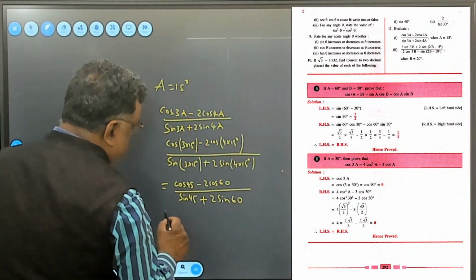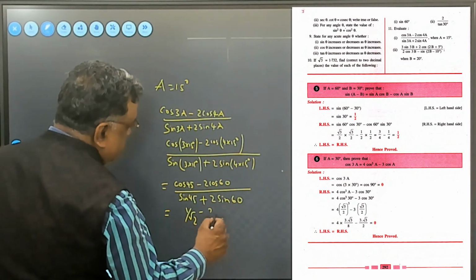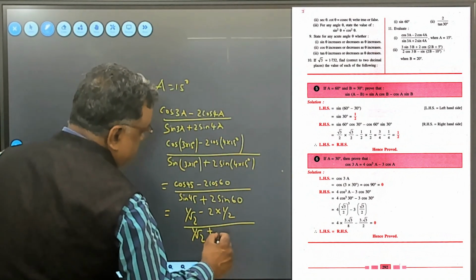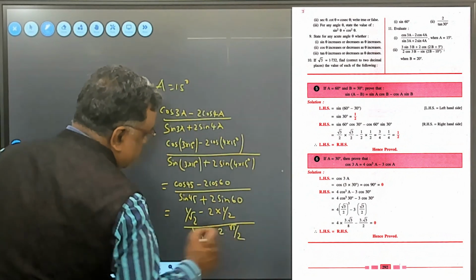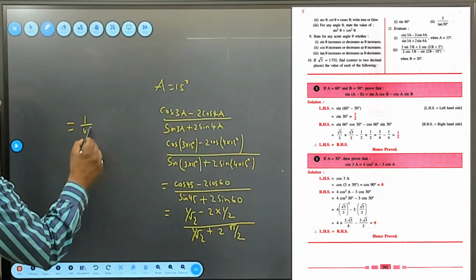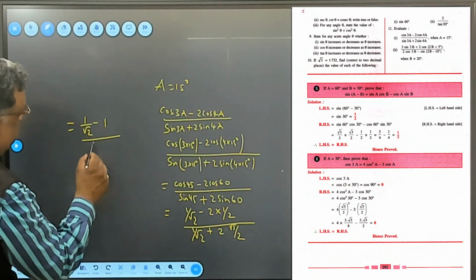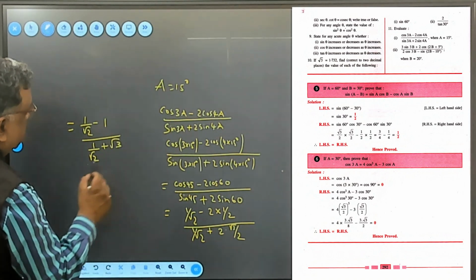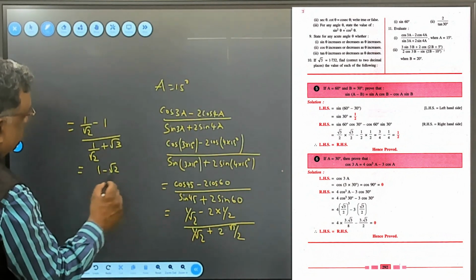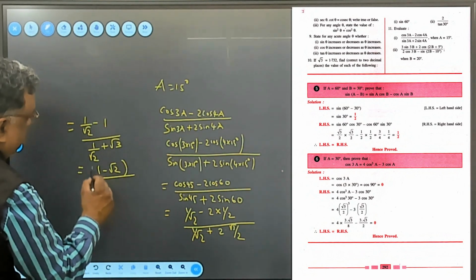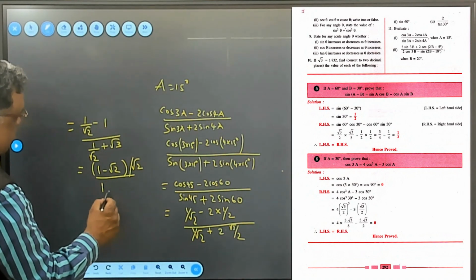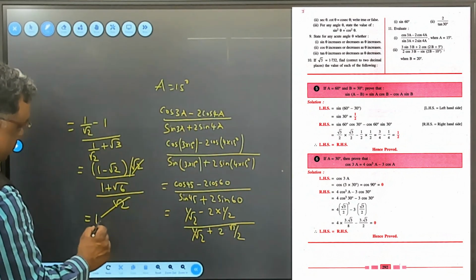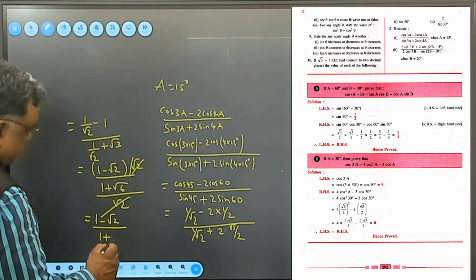Okay. So cos 45 is 1 by root 2. Cos 60 is 1 by 2. Sin 45 is 1 by root 2. And sin 60 is root 3 by 2. So this will become 1 by root 2 minus 1, upon 1 by root 2 plus root 3. So this will become 1 minus root 2 upon root 2, over 1 plus root 6 upon root 2. This will get cancelled. So the answer should be 1 minus root 2 upon 1 plus root 6.